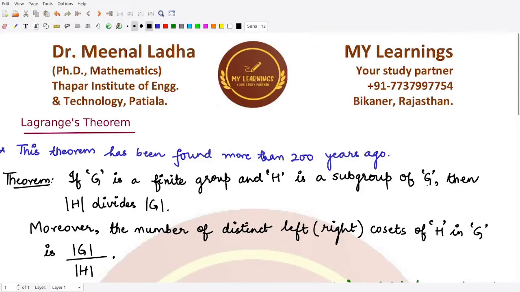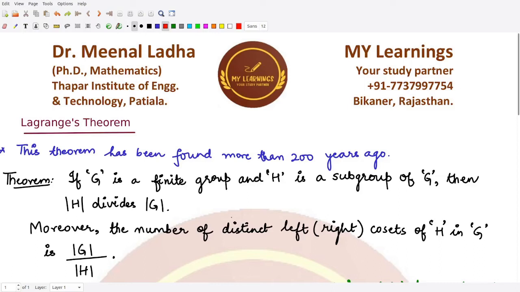In this video we shall be learning about the orders of a group, orders of a subgroup, and the number of distinct cosets which a group may have. So here is Lagrange's theorem, which is a very important theorem. It was found more than 200 years ago. In fact, this theorem is older than group theory itself. So let's see what this theorem actually tells us.